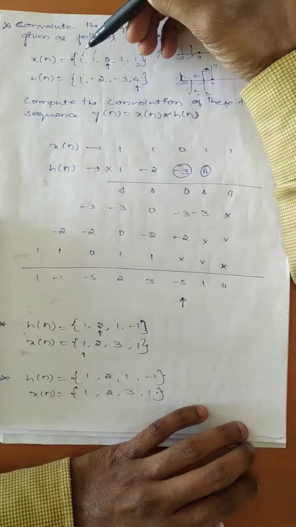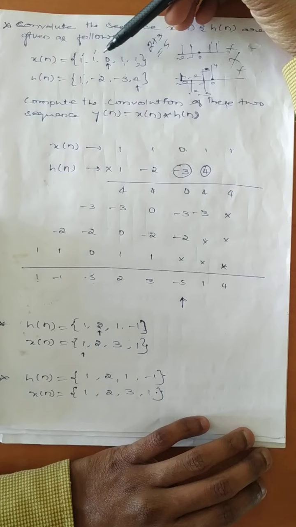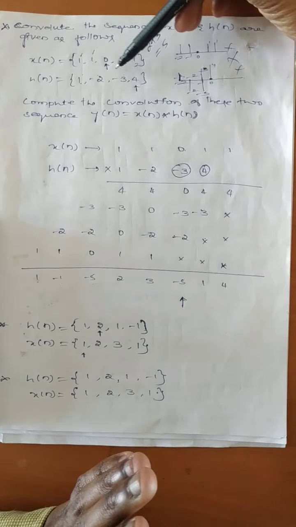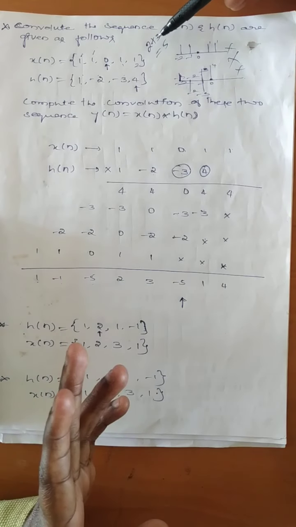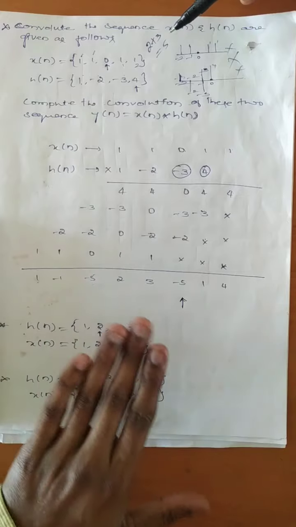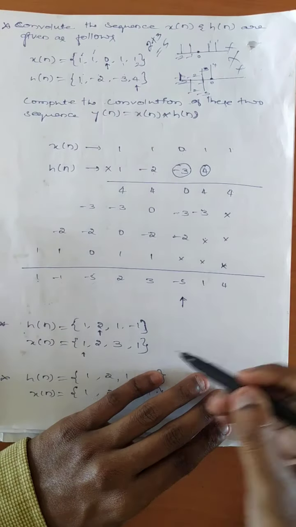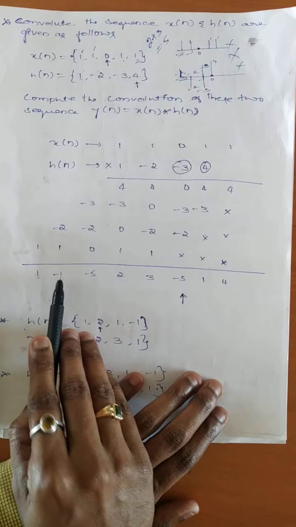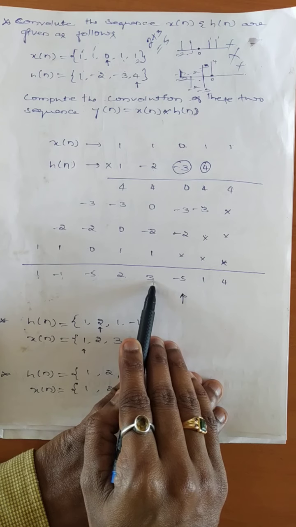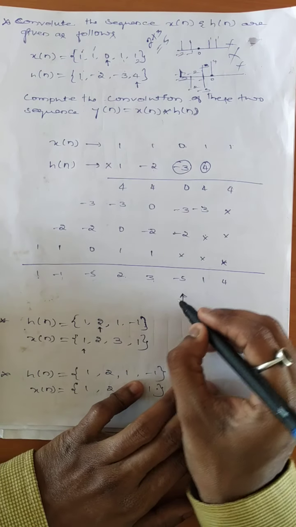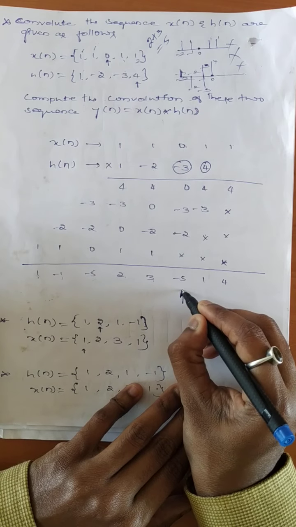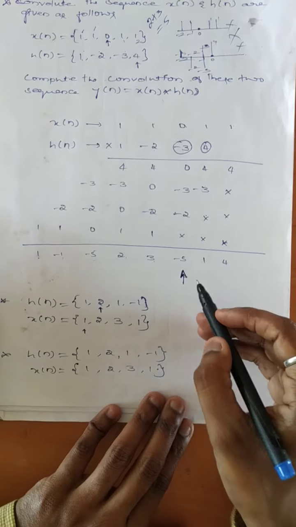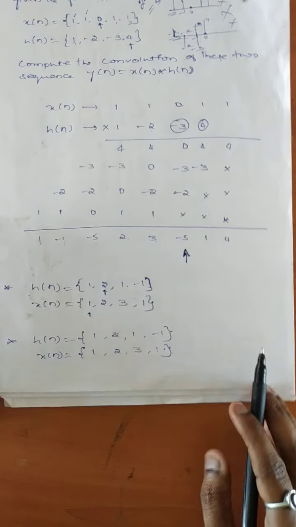Once again I will repeat. Consider the x of n samples before the arrow mark. Before the arrow mark 2 samples are there, and in h of n before the arrow mark 3 samples are there. You just go on adding 2 plus 3, you will get 5. So leaving 5 samples, you have to mark the arrow position. Leaving 5 samples means 1, 2, 3, 4, 5. These are the 5 samples. Leave those samples and mark the arrow mark, which will be the 0th position. This will be minus 5, and the 0th position. And this is what the sample is. And next, one more sample is there.